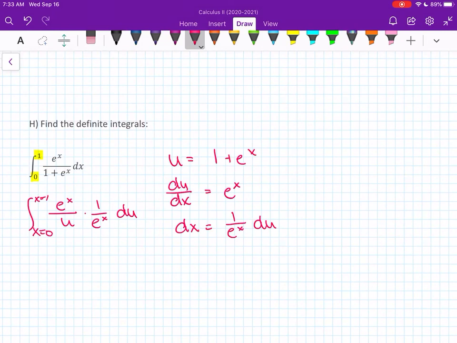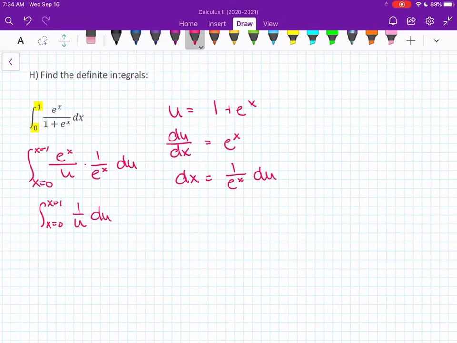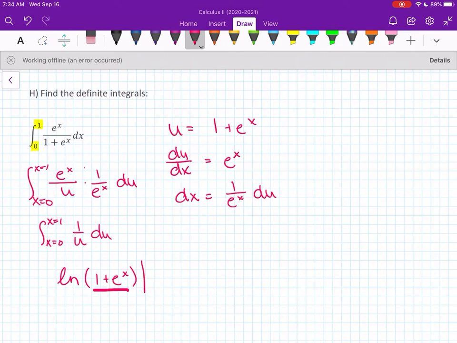All right, so now we get the integral from x equals 0 to x equals 1 of 1 over u du. And so then when I integrate that, that's the natural log of u, which we know is 1 plus e to the x. So I've switched back to x. I also didn't put the absolute values because this is always positive, so we don't need those. And then plus c. Oh no, we don't do plus c because it's a definite integral. So I'm evaluating that from 0 to 1. Now, because everything is back in terms of x, I don't have to write x equals.